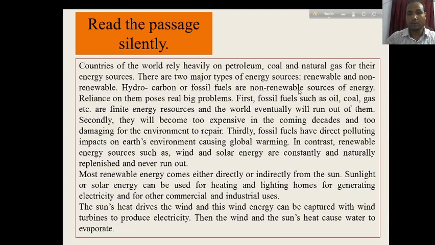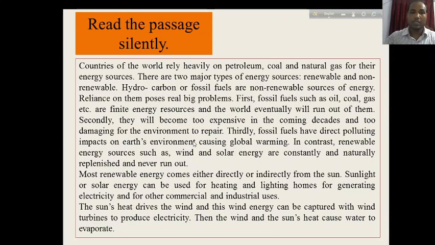Hydrocarbon or fossil fuels are non-renewable sources of energy. Among them, hydrocarbon or fossil fuels are examples of non-renewable sources of energy. Reliance on them poses really big problems. First, fossil fuels such as oil, coal, gas, etc. are finite energy resources, and the world eventually will run out of them. If we heavily depend on them, one day they will run out of the world.